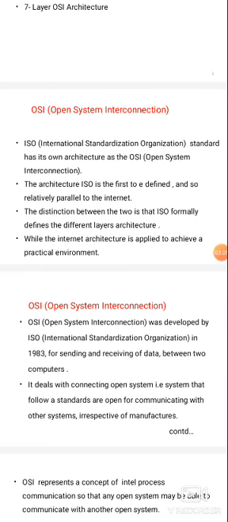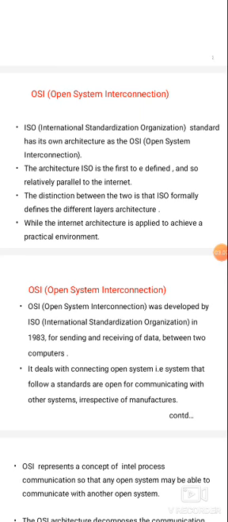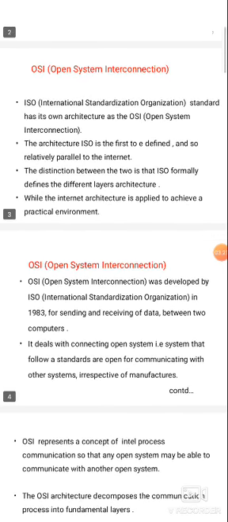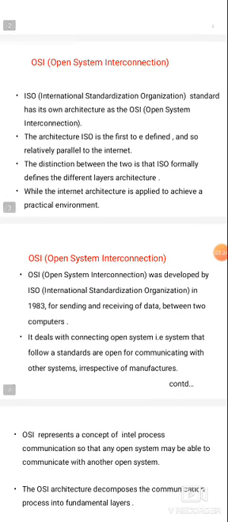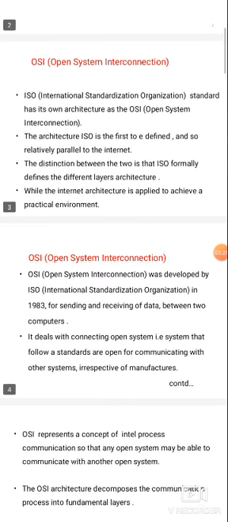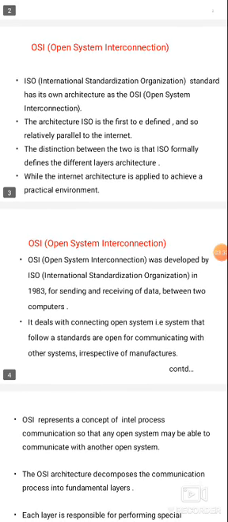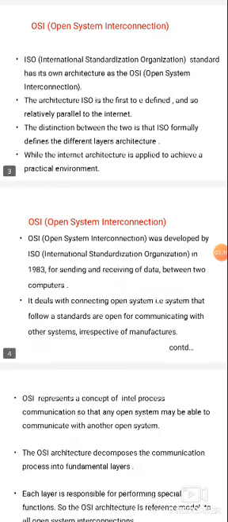So today I am going to explain Open System Interconnection, also known as the OSI architecture. First, ISO, the International Standard Organization, has its own architecture known as the OSI. OSI stands for Open System Interconnection. The architecture ISO was the first to define, and it is relatively parallel to the internet. First it was defined, and it is also relatively suitable for internet communication.